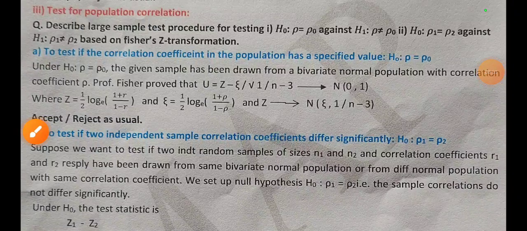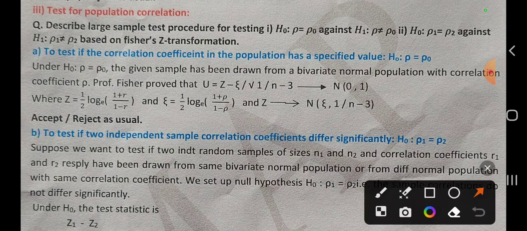We'll discuss the test for population correlation. This test is useful for bivariate data. There are two tests in the test for population correlation. One test is related to a single sample, in which we have to test the hypothesis that rho equals rho naught. Whereas the other test is based on two independent random samples, and the null hypothesis for this test is rho 1 equals rho 2.